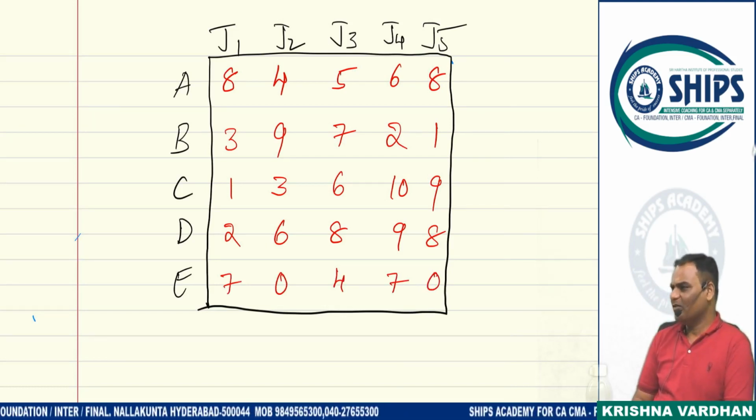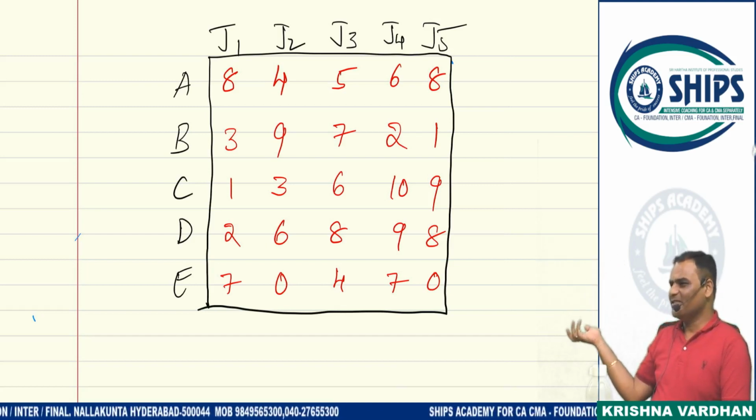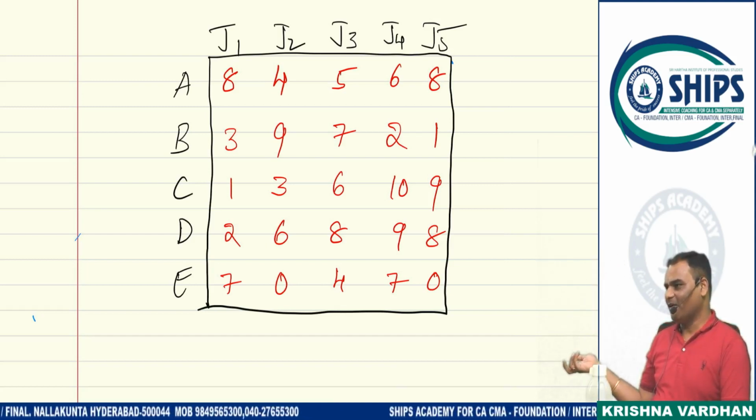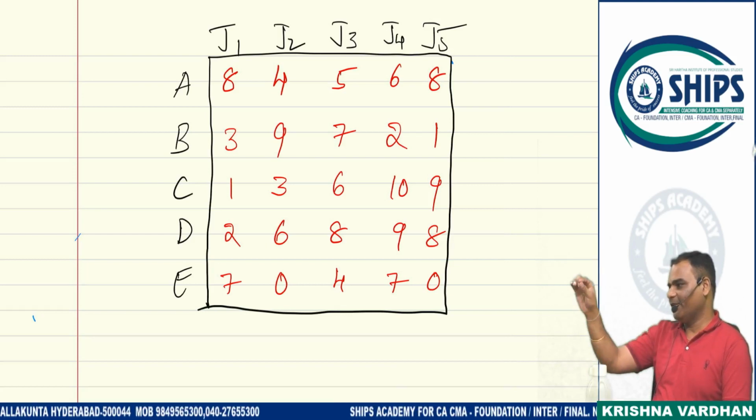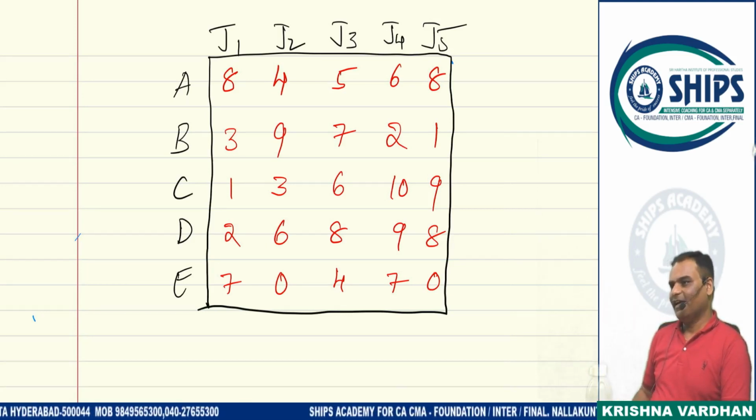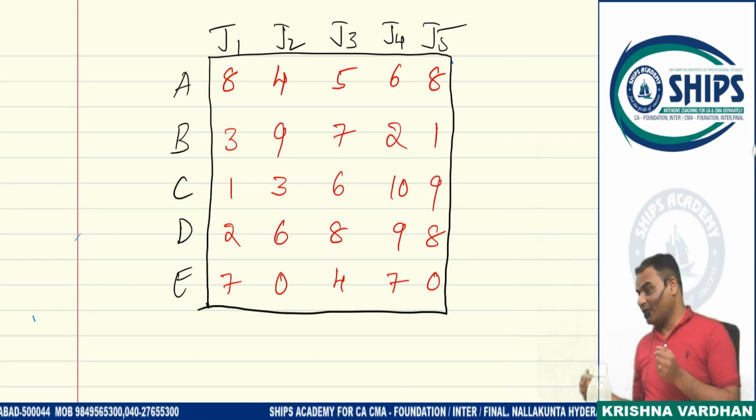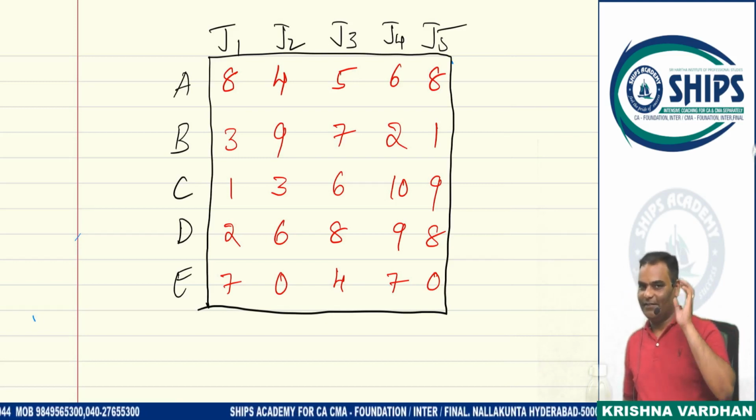So I have not given that theory. Now since we are doing only minimization problem, on the top you write minimization, and if it is minimization, straight away it's what method? Hungarian method.